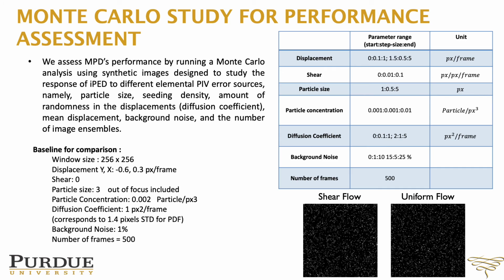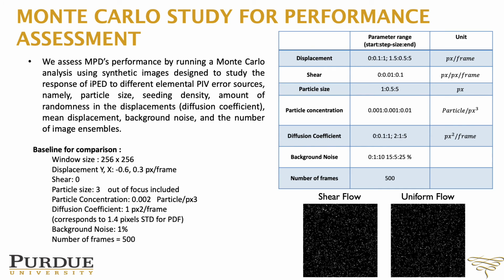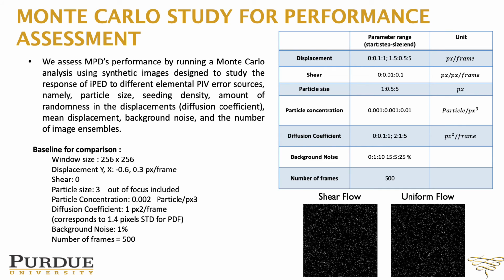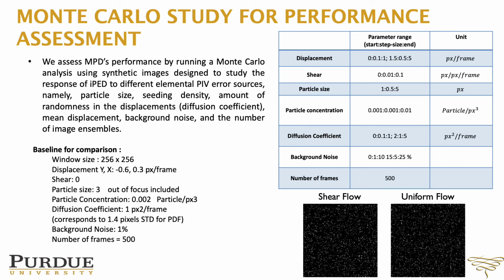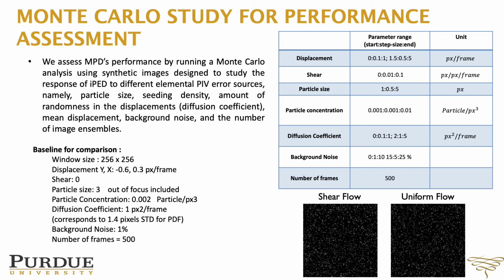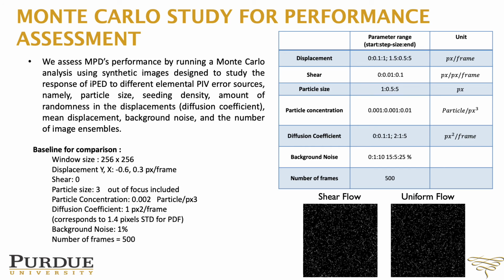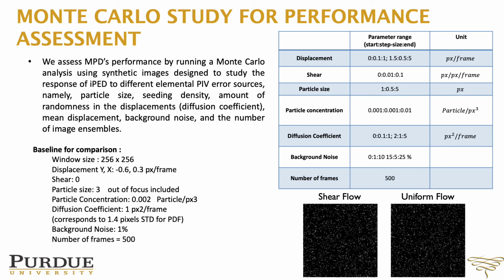The baseline parameters are kept constant while other parameters were varied in our images. For the baseline, we have a uniform flow with no shear, and the particle size, the concentration, and the rest of the parameters are shown here.